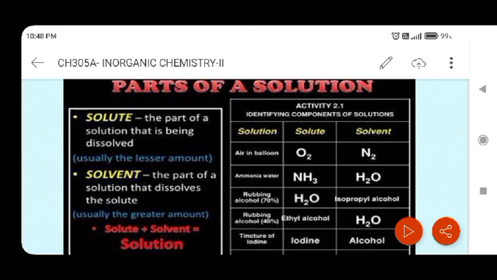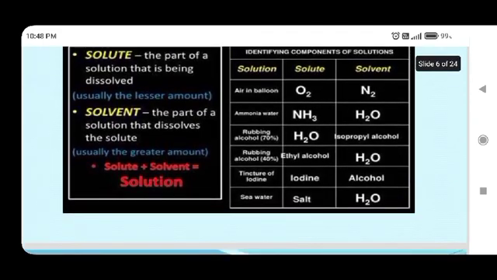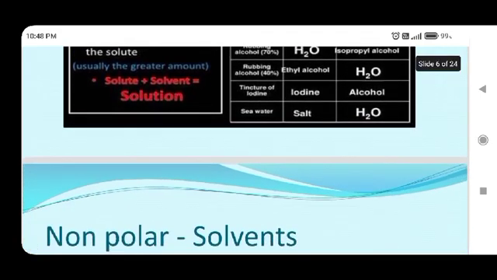The proportion, the amount, makes it. Next, tincture of iodine has iodine as a solute in the solvent alcohol. Iodine in alcohol is one of the examples, a medicinal example. Next, seawater: salt is dissolved in water. In seawater, we know there are different kinds of salts present in it. So the solute is the salt and the solvent is H2O. So these are different kinds of examples.